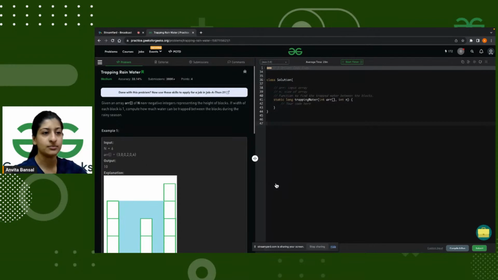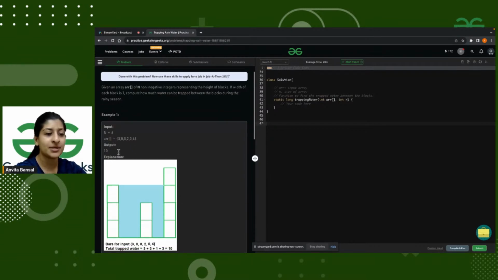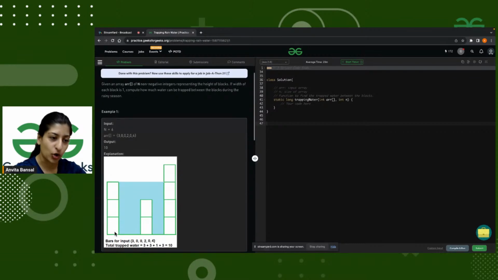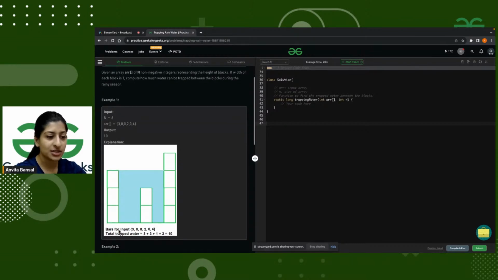Let's check the problem. So see, you are given an array of n non-negative integers representing the height of blocks. If the width of each block is 1, compute how much water can be trapped between the blocks during the rainy season. So here you're given an array which contains non-negative integers, and each integer represents the height of the block. Imagine them as buildings.